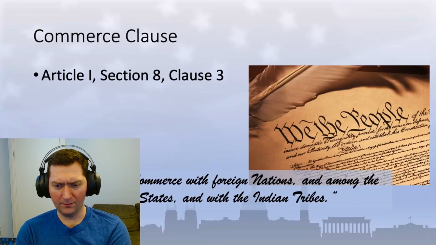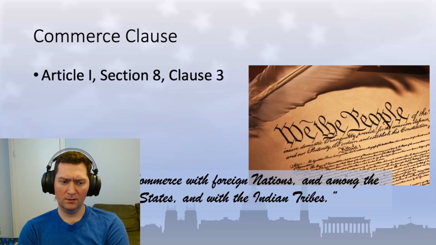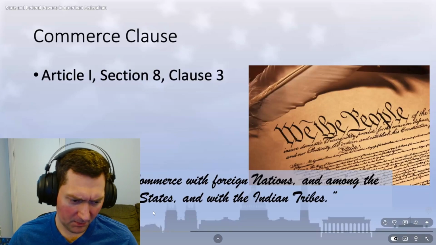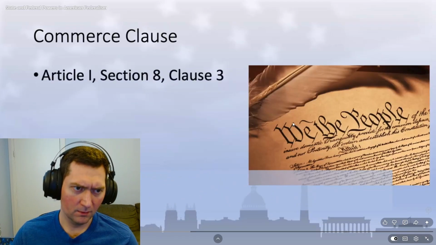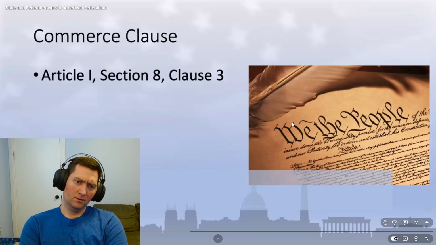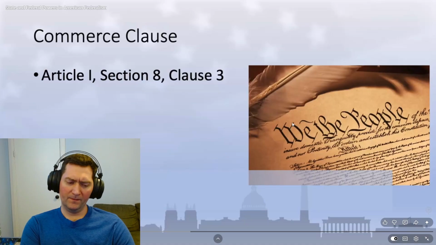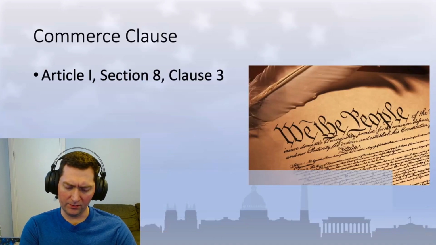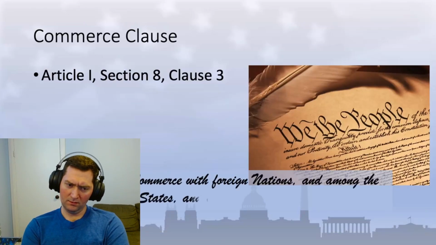Negotiate commerce with foreign nations and among several states and with the Indian tribe. Let me hear that one again. Found in Article 1, Section 8, Clause 3 of the U.S. Constitution, the Commerce Clause grants the Congress the power to regulate commerce with foreign nations and among the several states and with Indian tribes. So Congress is the Senate and the House of Representatives, so the elected body.